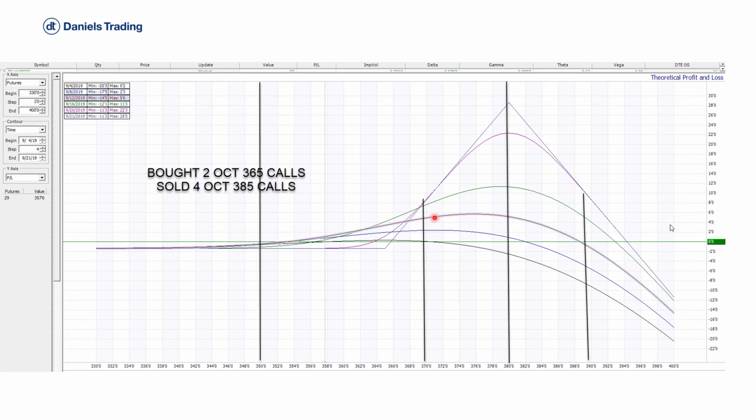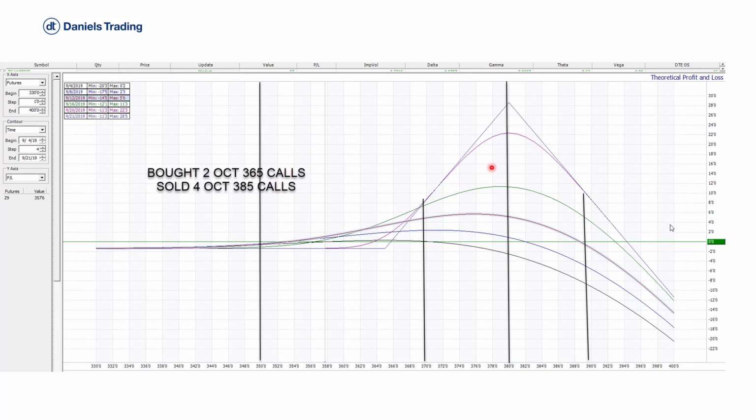4 days from that is the 12th. This is the day of the WASD. So the market would rally on the day of the WASD up to like 375. This is about what the position will be worth. Profitable by 6 cents or $600. 4 days from that, on the 16th, if it goes to 375, we're right up here about 12 cents, $1,200.